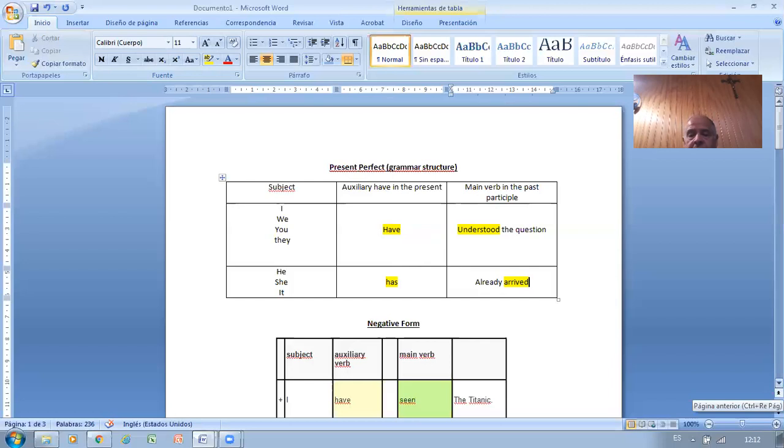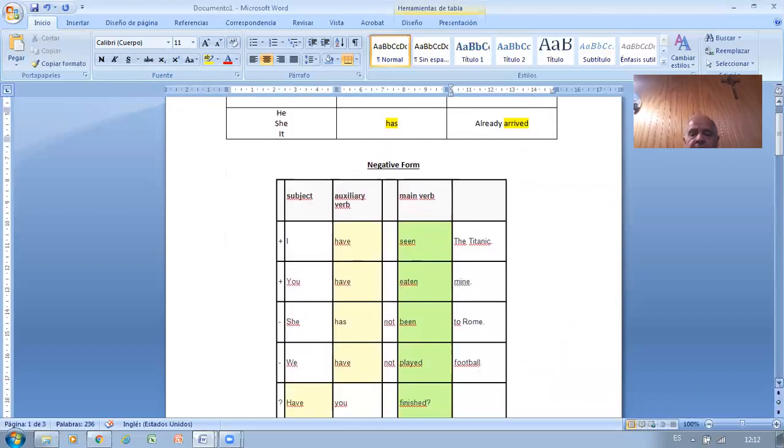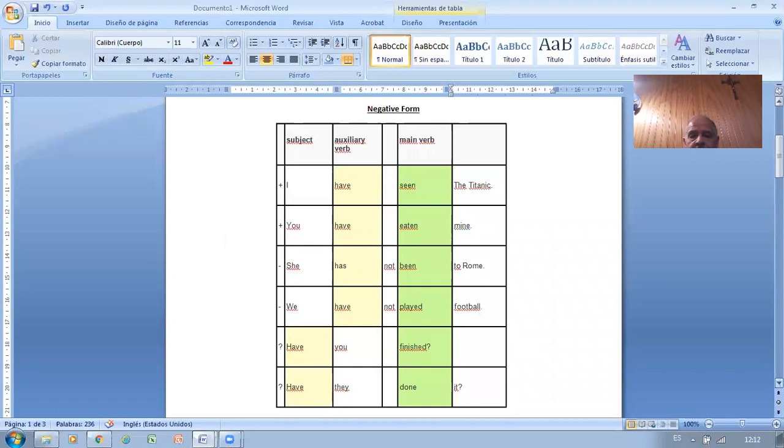Now, in here, I put some examples. For example, the negative form. I have here positive. I have seen the Titanic. You have eaten mine. She has been to Rome. We have played football. But if you want to make it negative, you have to put in here the negative form. I have not seen the Titanic. We have not played football. She has not been to Rome. So that is the way you make the negative.